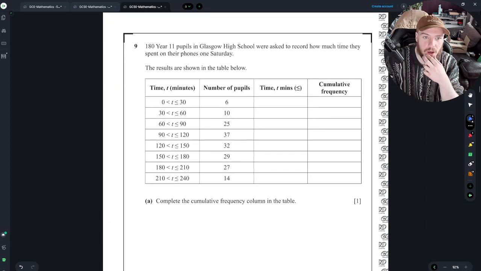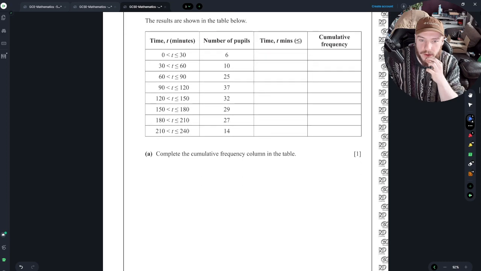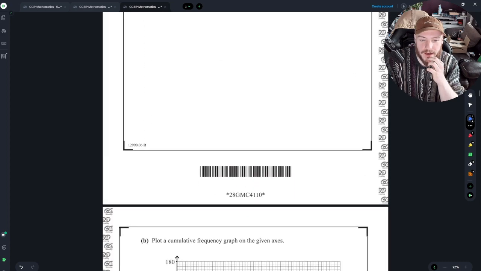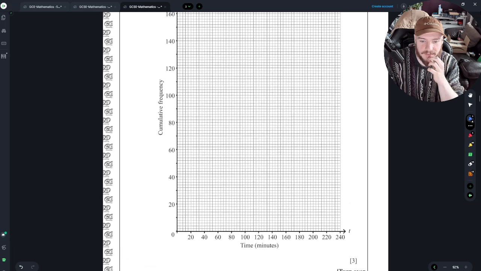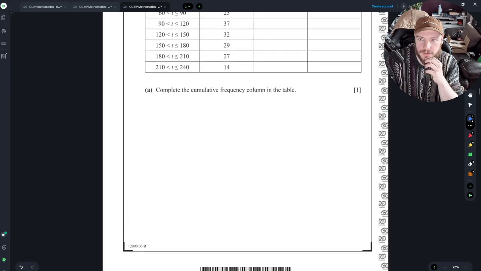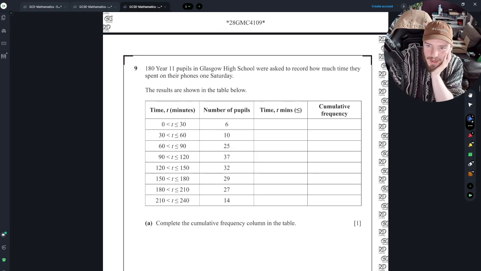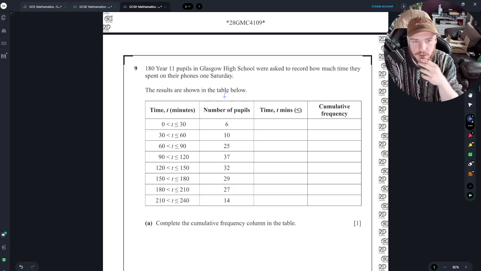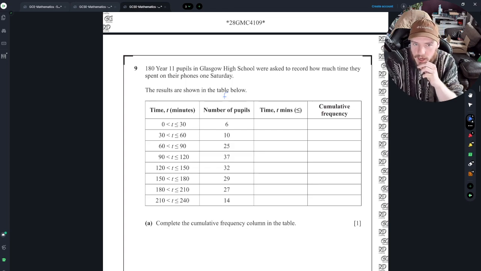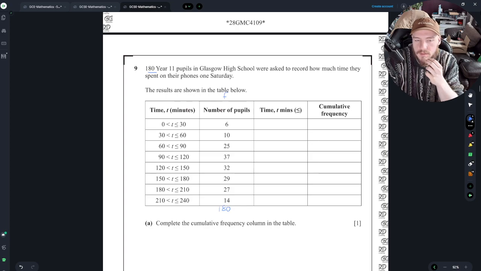I imagine now that what we're going to be doing is plotting a cumulative frequency graph. Okay. So complete the cumulative frequency column. So again, number of pupils, this is our frequency. We can read the question. So 180 year 11 pupils in Glasgow High School. So 180, I know that's the total number of pupils. So my sum of F will be 180.